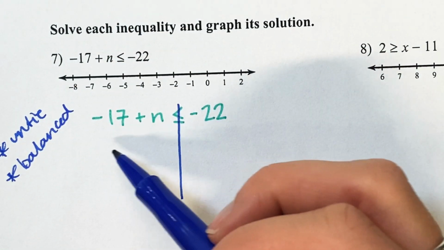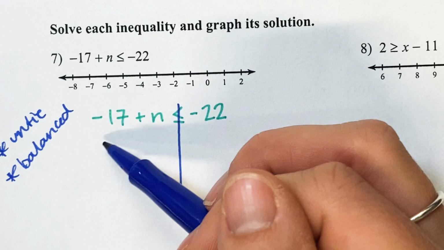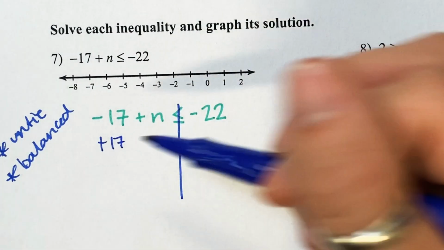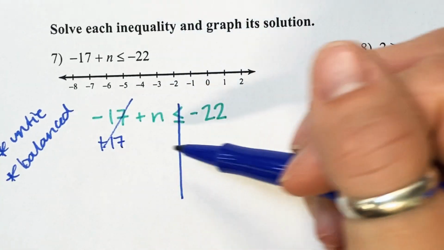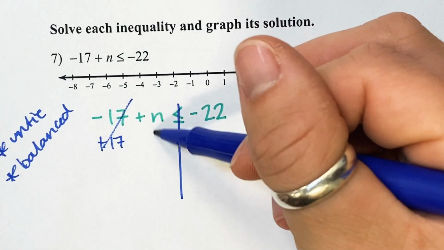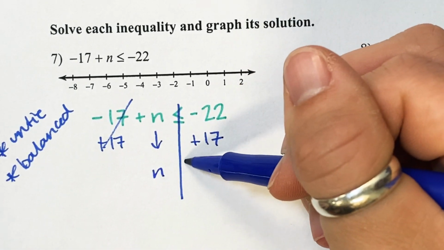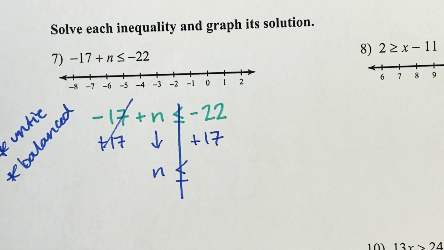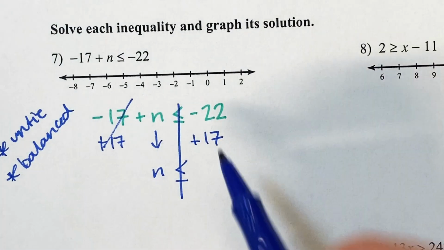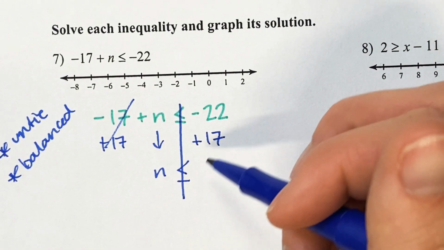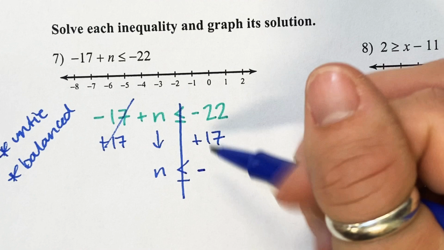Okay, so we've got to untie the knot first. So the opposite of -17 is add 17. Okay, we untied it, but now we have to keep it balanced, so you've got to do the same thing to both sides. Okay, bring down what's left. It's just our n. N is less than or equal to -22 plus 17. You're always welcome to use a calculator. So we're in the negatives and we're getting closer to the positives, but we're still going to end at -5.